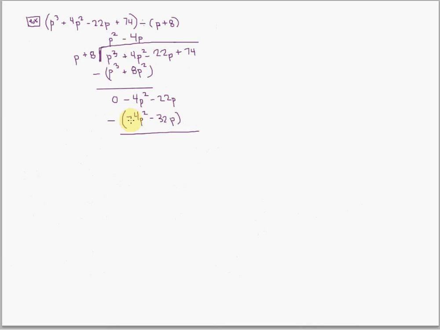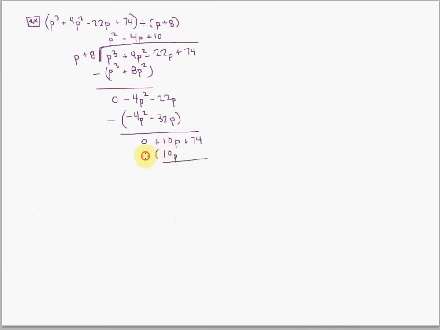Negative 4 minus a negative 4 gives us 0. That was our goal. Negative 22 minus a negative 32 is essentially the same thing as negative 22 plus 32, right? So that gives us a positive 10. So we now have positive 10p. We bring down our next term, which is the 74, and we're back to the same process. What do I have to multiply p by to get it to equal 10p? Well, it's just a 10, because p times 10 is 10p.